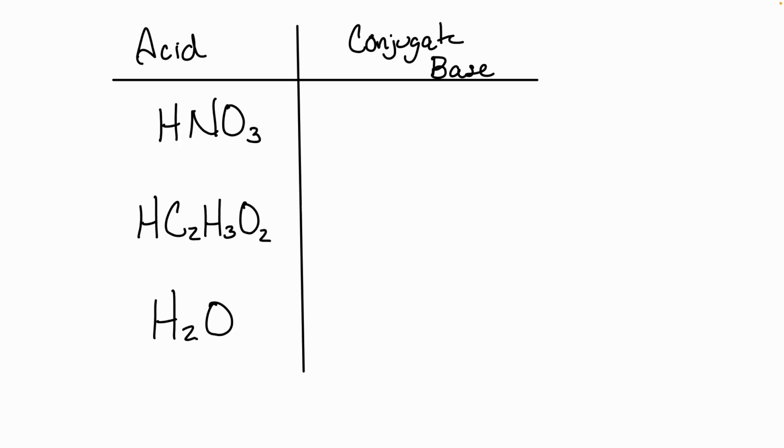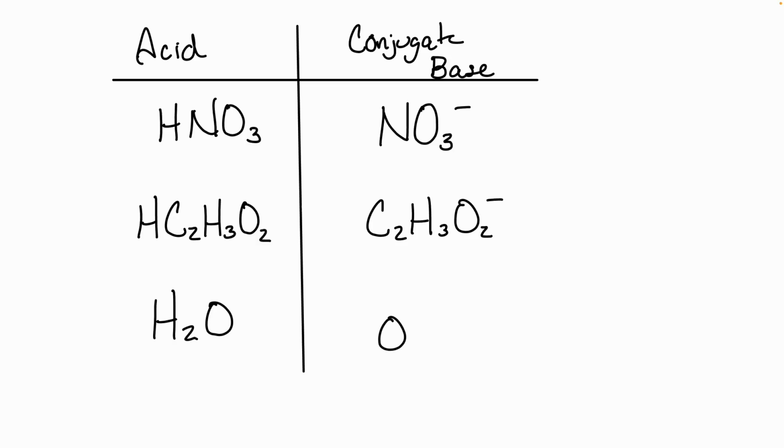All right, HNO3, if I'm going to do my conjugate base, I'm going to take away a hydrogen. I'm going to decrease its charge. Same thing with this one. I'm going to take away a hydrogen. Importantly, I'm going to take away the hydrogen from the front, decrease its charge. And then water's conjugate base is special. It's got a special name. What is it? Hydroxide.